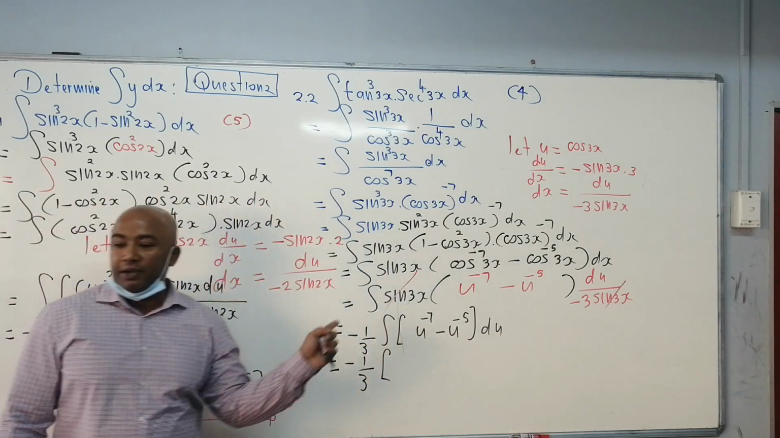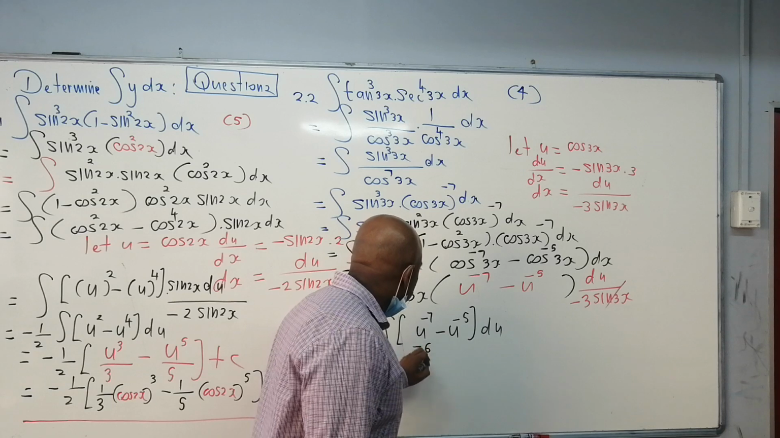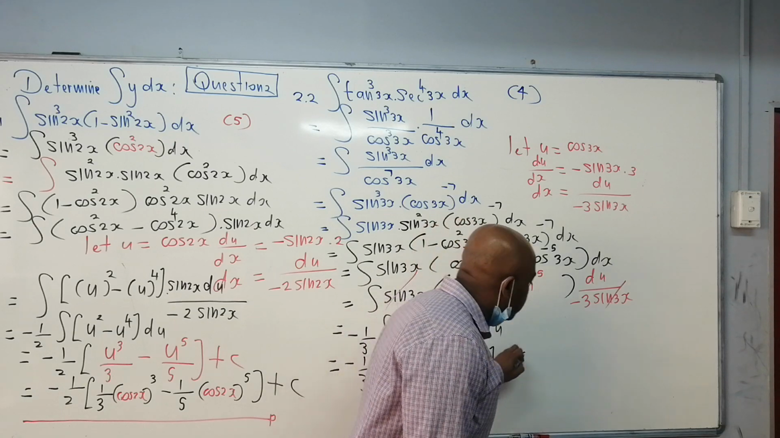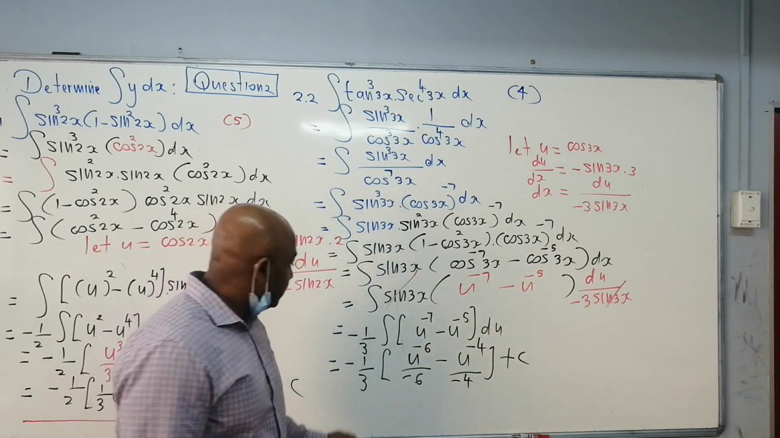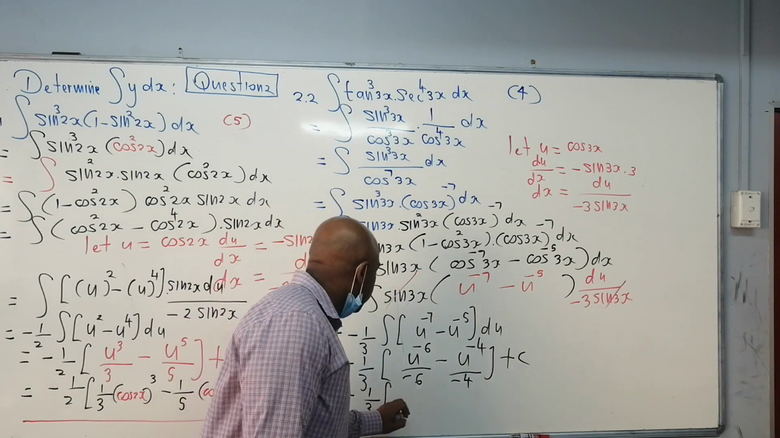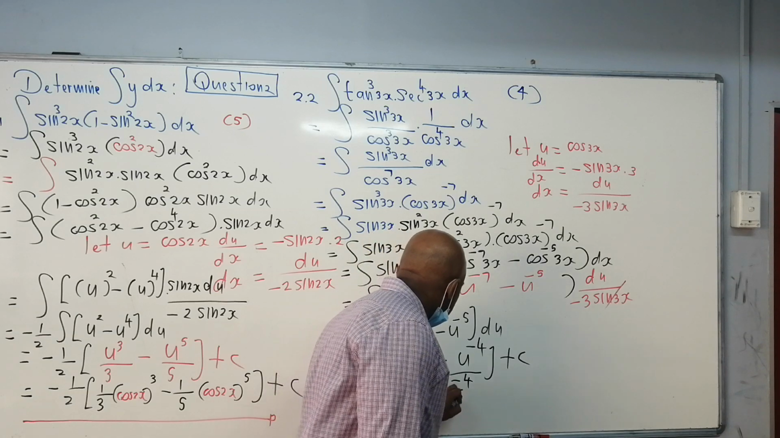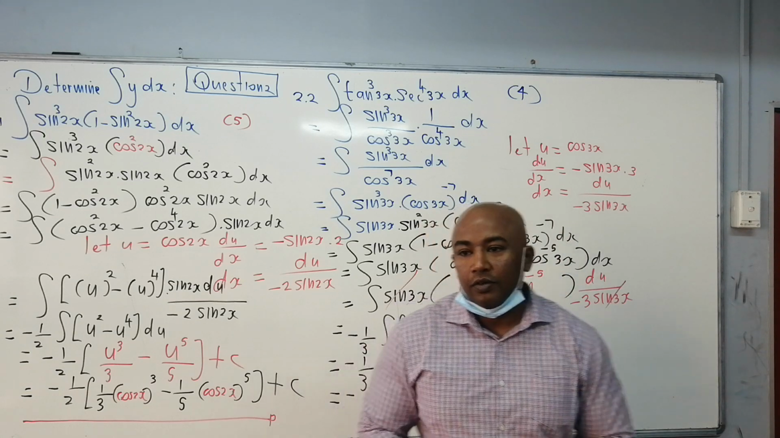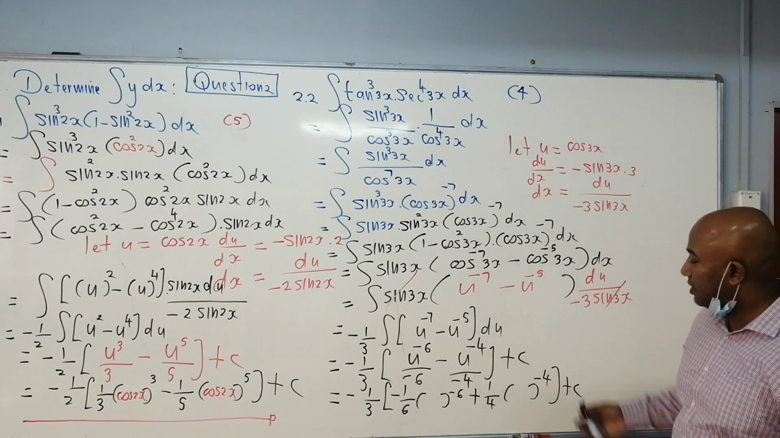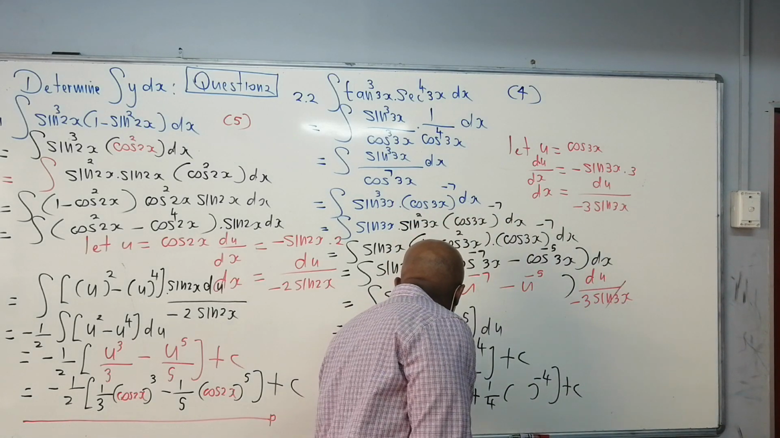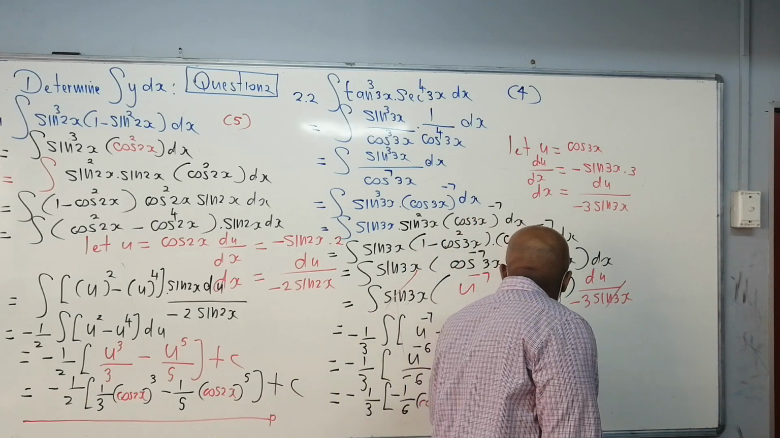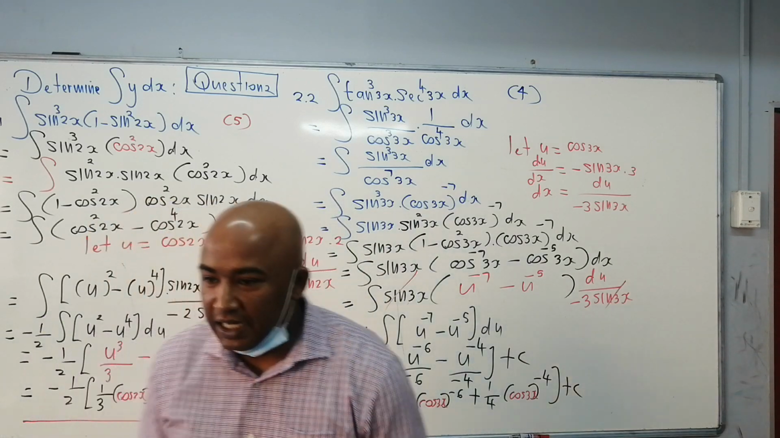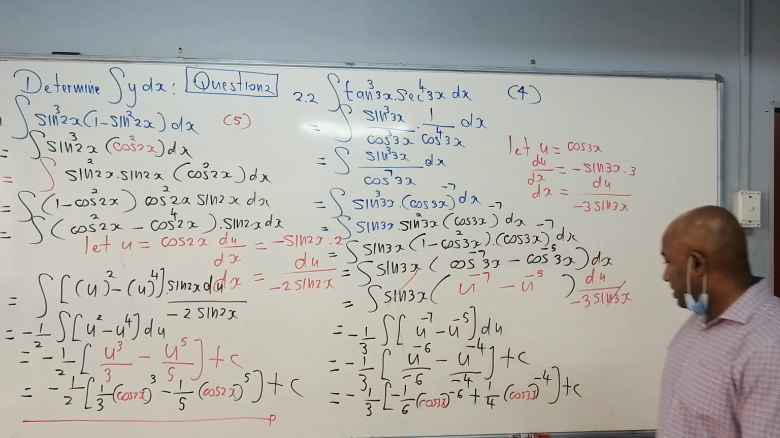U to the power minus 7, so minus 7 plus 1, that's going to be minus 6, and minus 6, that's going to be minus 4, plus c. Now I can substitute back for u. What was u? u was cos 3x. You can simplify this further, but it's unnecessary. The fact is you've integrated, and that's that.